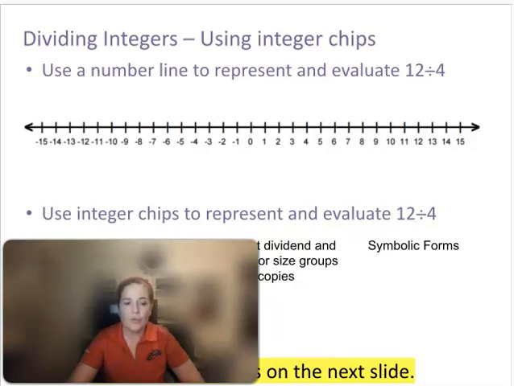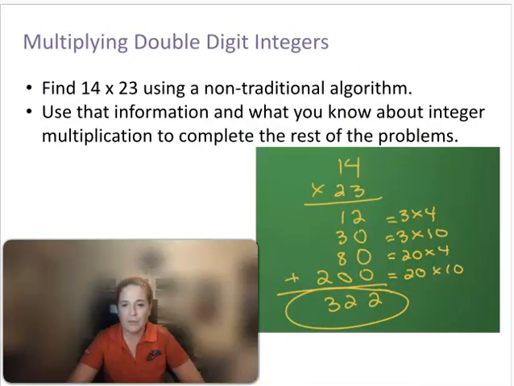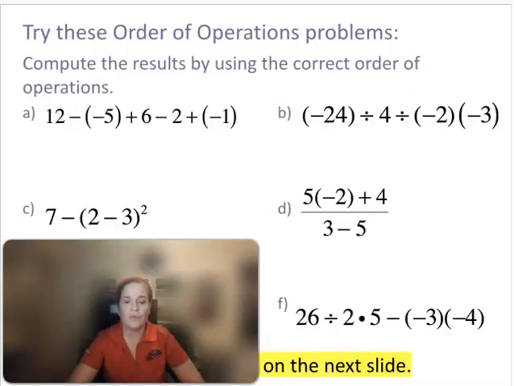So again, we are going to connect everything we've done so far, but now with integers. So we're going to use the same ideas of multiplying with a non-traditional algorithm and now spread it to integers. So that's what this week looks like. We're really going to focus on attending to precision and vocabulary. We're going to address order of operations with integers as well.